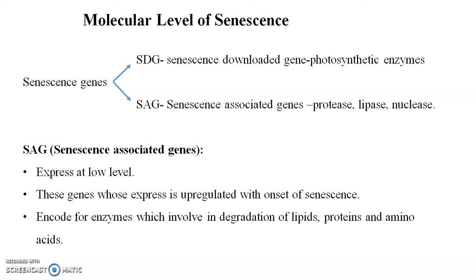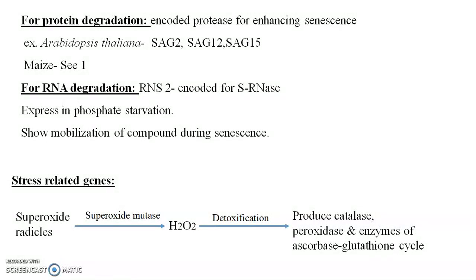These genes whose expression is upregulated with onset of the senescence, encoded for enzyme which involve in degradation of lipids, proteins and amino acids. Then protein degraded, encoded protease for the enhancing senescence. Example, Arabidopsis thaliana, SAG2, SAG12, SAG15. Maize has C1. For RNA degradations, RNS2 encoded for RNase, expressed in phosphate starvation, so mobilization of compound during senescence.